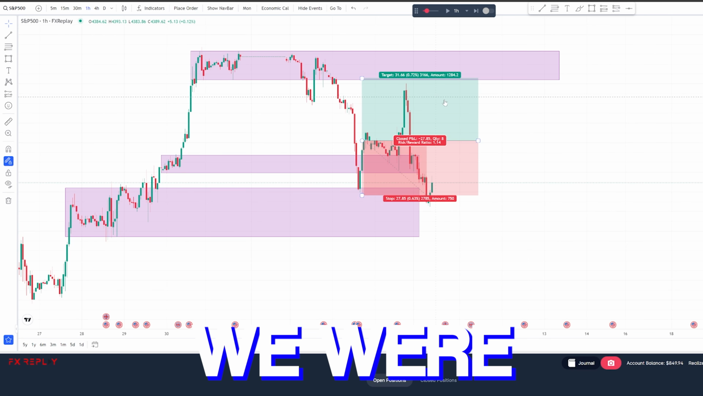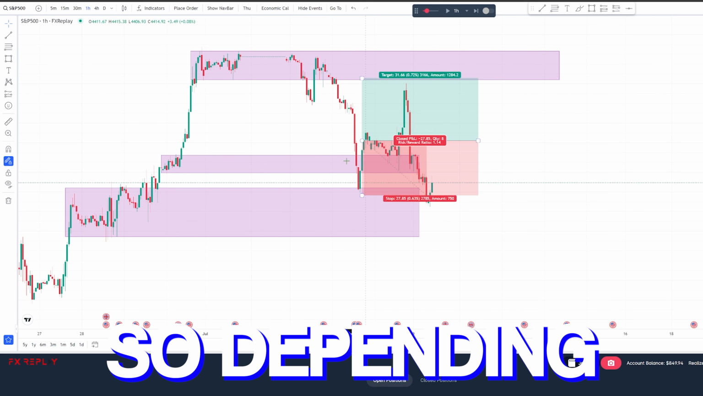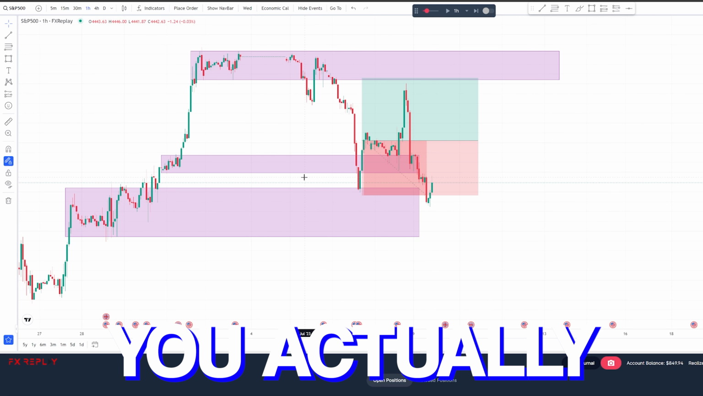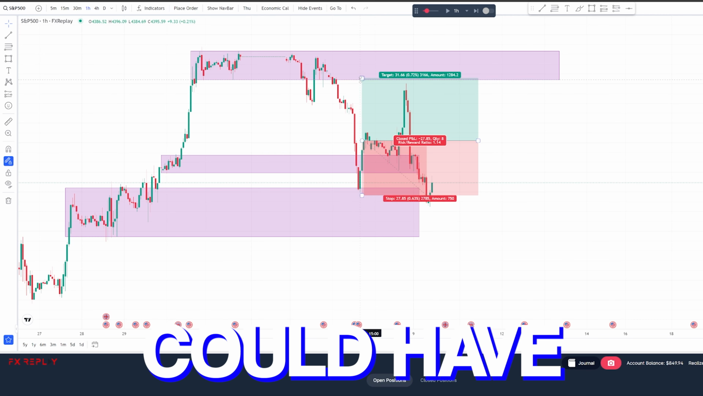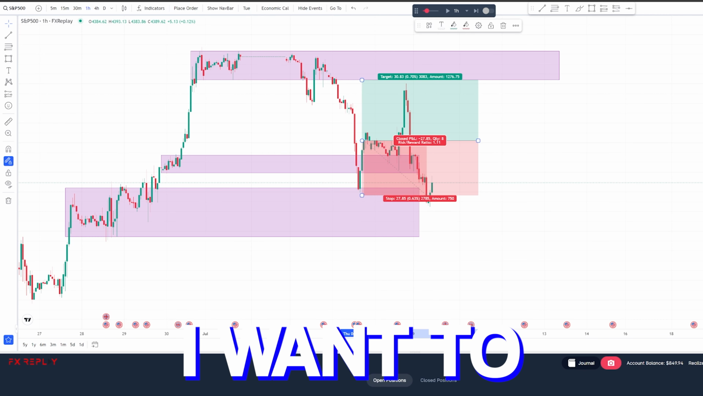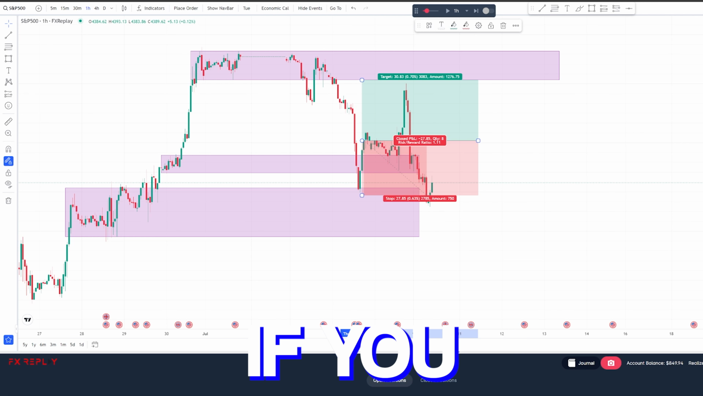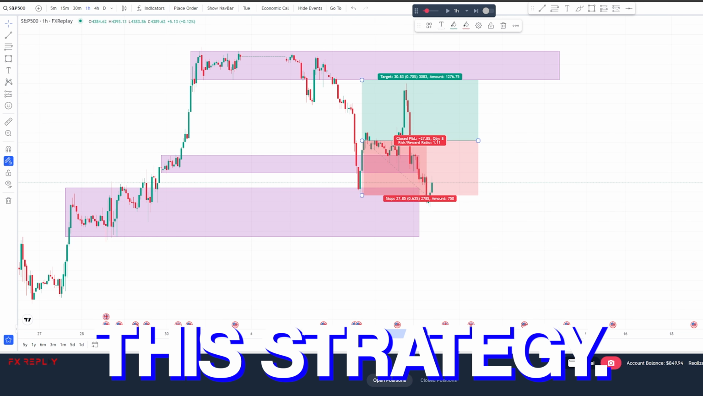So as you see, we were just pips away from this trade, and it went left. So depending on how you actually had your TP set, this could have been a winner. It couldn't have been a winner. But what I'm getting at the end of the day is I want to show you guys how relevant supply and demand can be if you decide to go with this strategy.